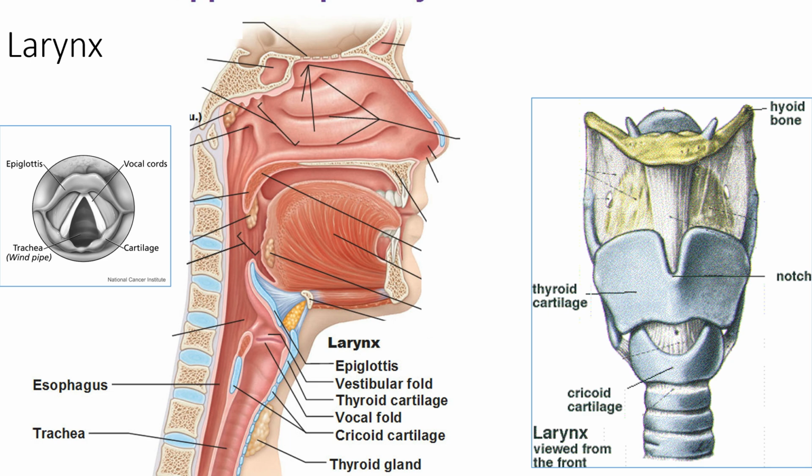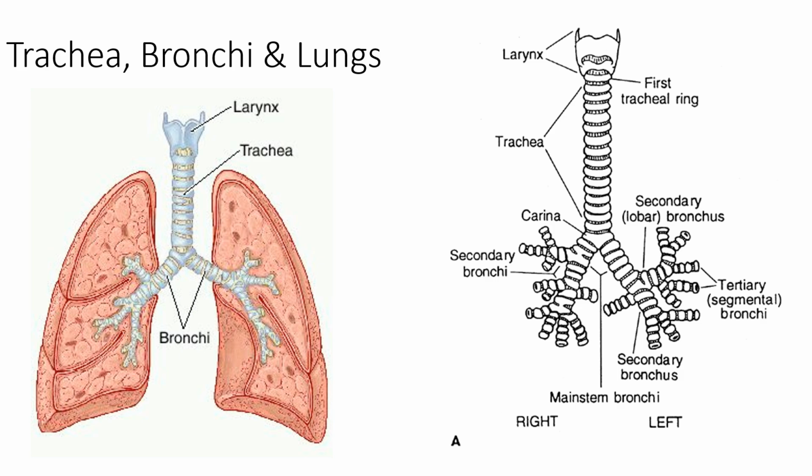Okay. So again, that larynx is going to be part of the lower respiratory tract. The trachea, bronchi, and lungs. So you've got your larynx up here, okay? Now, below that is going to sit the trachea, which is a passageway for air, and that trachea is going to branch off into the right and left lung.